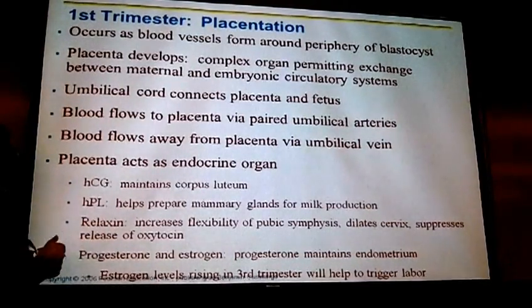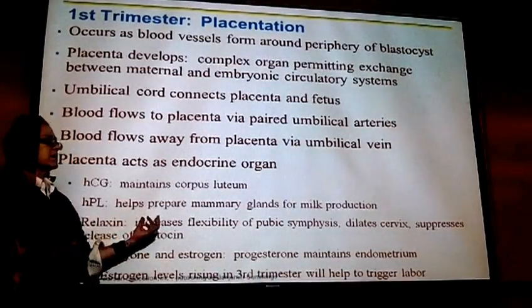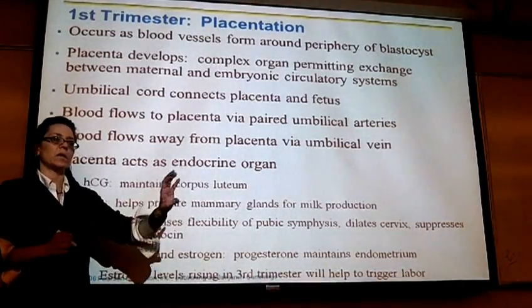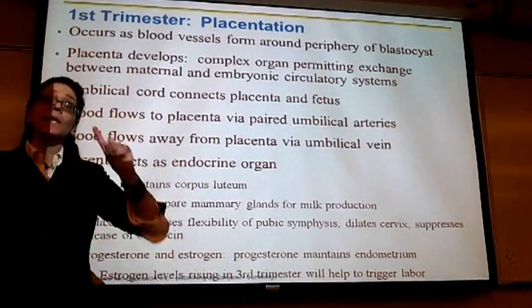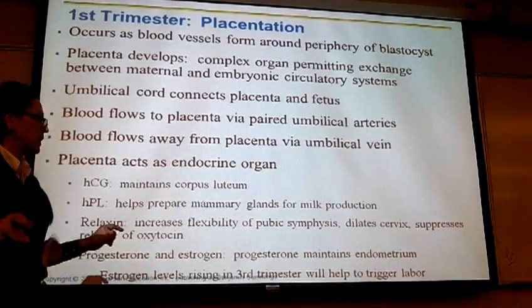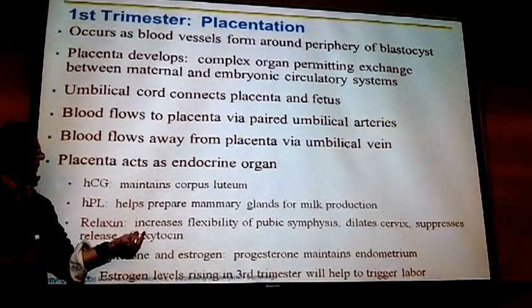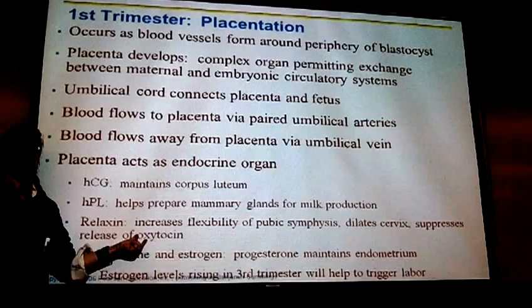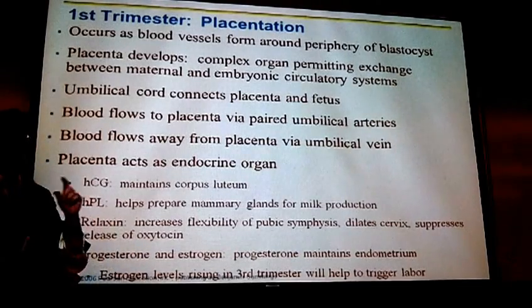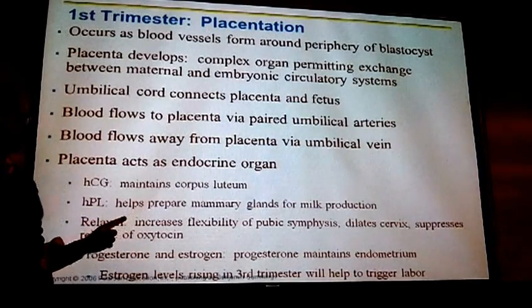Now, this is going to be important because we want some of these things to start to happen as we get close to labor, but we don't want labor to happen yet. And oxytocin is going to cause the smooth muscle of the uterus to contract, and we don't want that to happen.